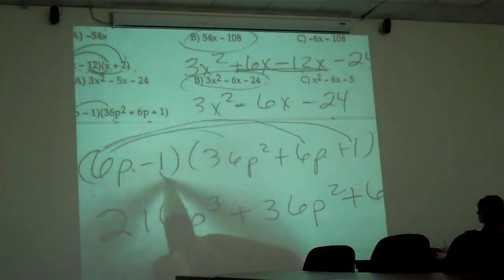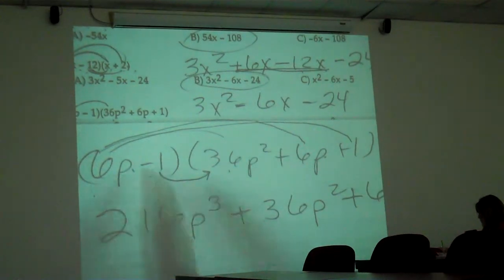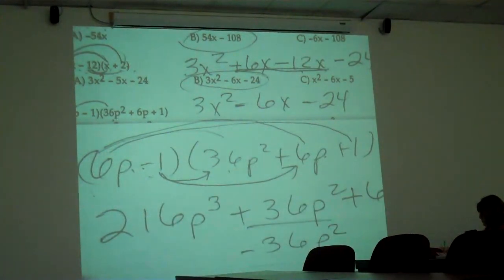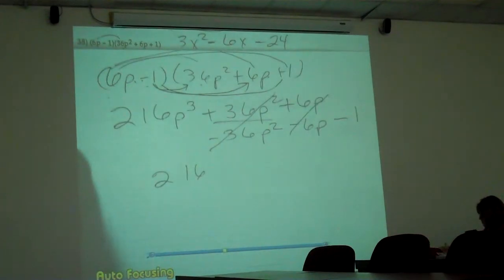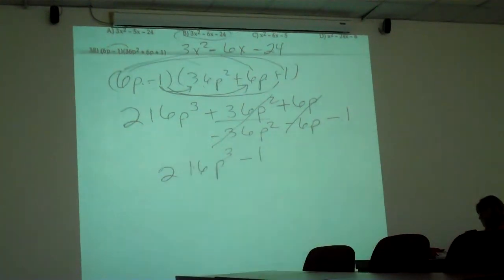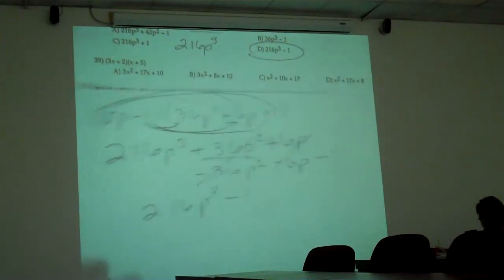Okay. Second term times all 3. Negative 1 times 36p squared, negative 36p squared. We're going to put it under here so we'll collect like terms easier. Negative 1 times 6p, negative 6p. Negative 1 times 1, negative 1. These cancel. Those cancel. So you have 216p cubed minus 1. Okay? And that's not going to be multiple choice, so you just have to come up with it.